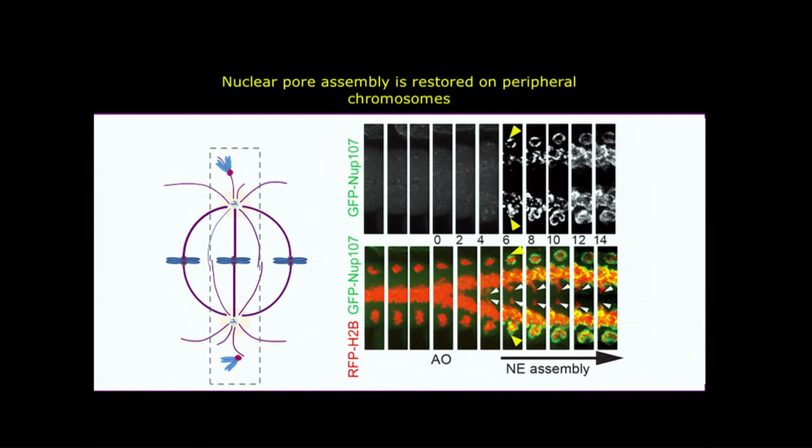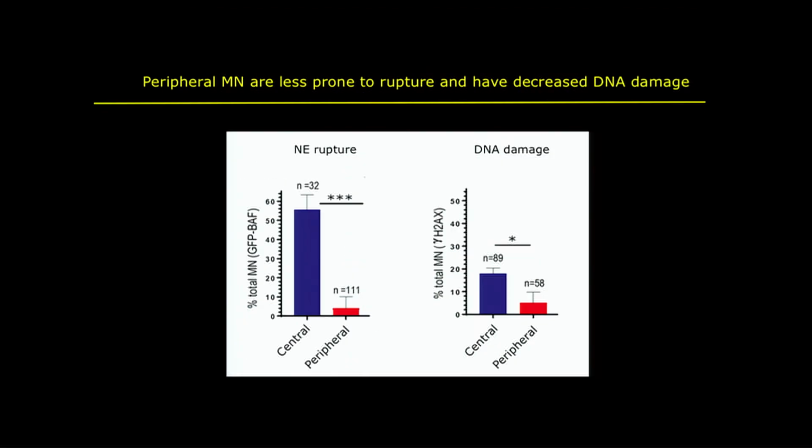And then what you can see quite dramatically is that the peripheral chromosomes assemble nuclear pore complex proteins very beautifully, but as expected from what I just showed you, all the chromosomes that lag in the middle of the spindle do not. So peripheral localization of chromosomes restores nuclear pore complex protein assembly.